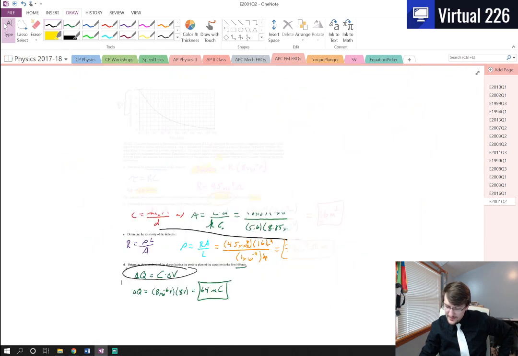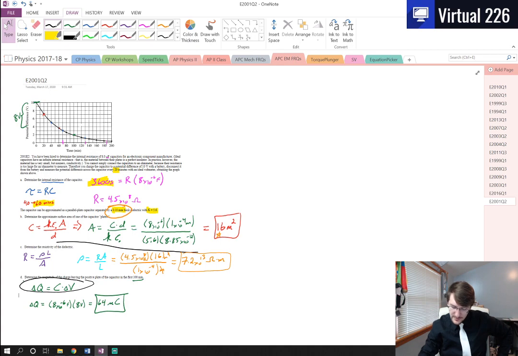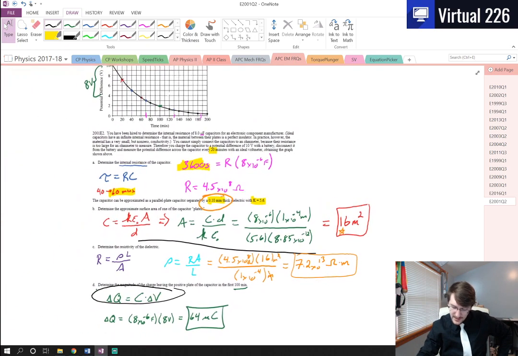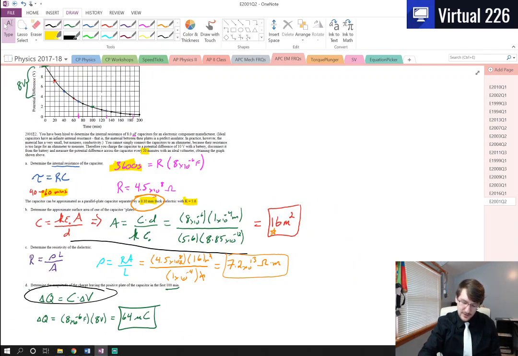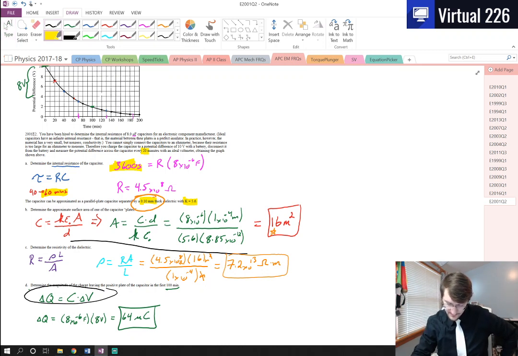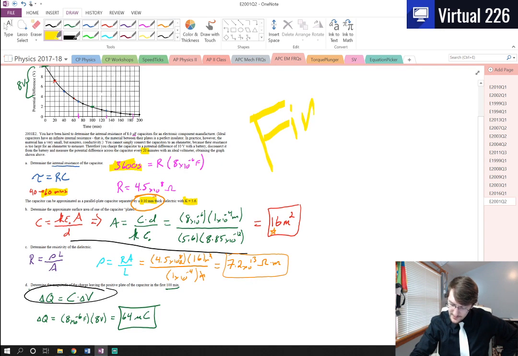So kind of a quick problem, but a little bit of a fun one, a little bit of something different. Kind of a different RC graph, or a different RC problem than we are used to seeing. A lot of options for you there. But yeah, with that, this problem is finished.